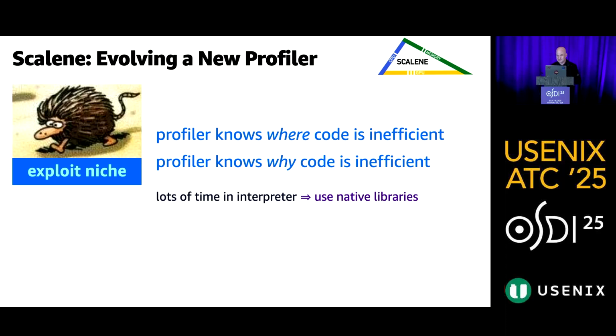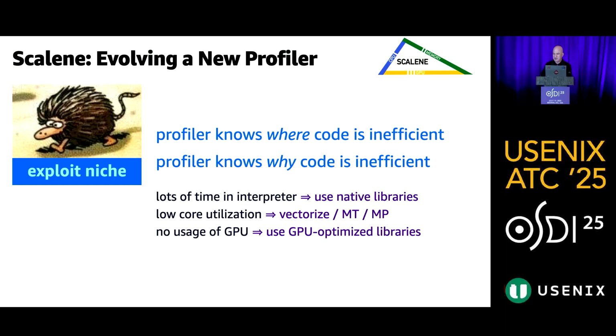So for example, if you're spending a lot of time in the interpreter, the right thing to do, as I said before, is to switch to using native libraries. If your utilization of cores is low, you have 64 cores on your machine, and your core utilization is 1/64th, obvious problem, right? Your code needs to be parallelized. So you can have the AI be directed, oh, the thing that I want you to do here is to vectorize this code, or make it multi-threaded, or use multiple processes. If you get no or poor usage of a GPU or other accelerator, then you can say, look, why don't you use some GPU-optimized libraries?